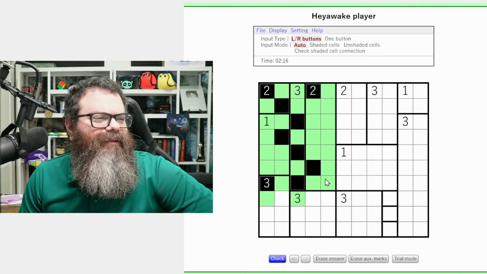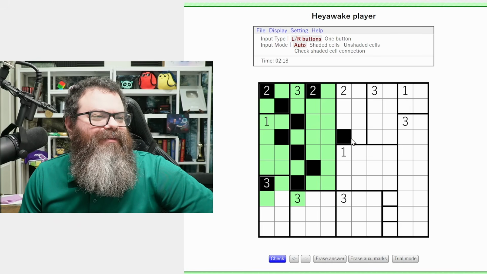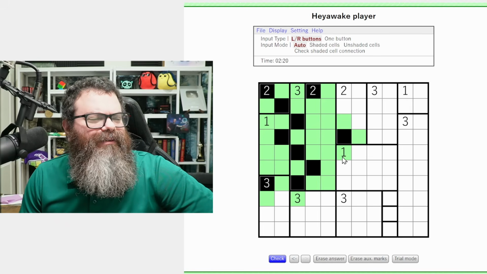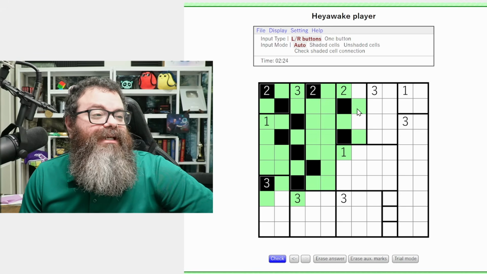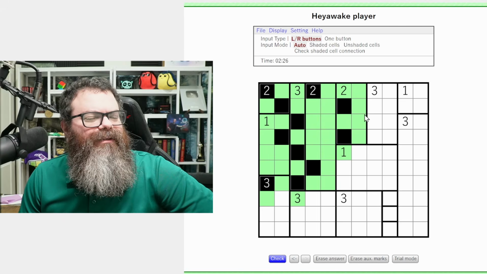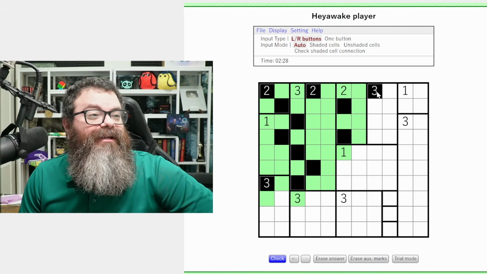Okay. Now this has to be prevented from going through, so that's shaded. This has to be prevented from going through, so that's shaded. So the 2 is done. This has to be prevented from going through, so that's shaded.